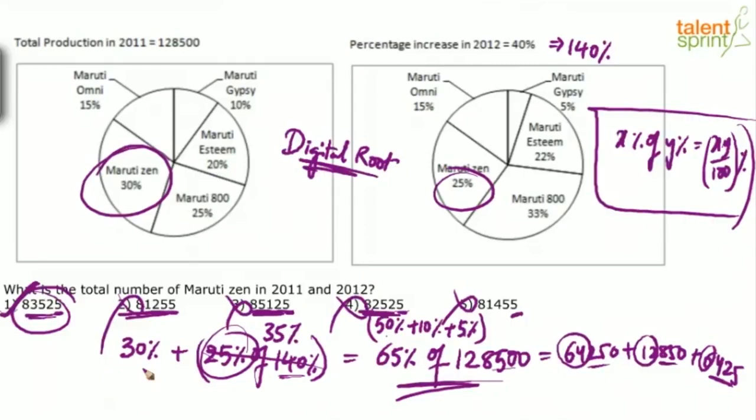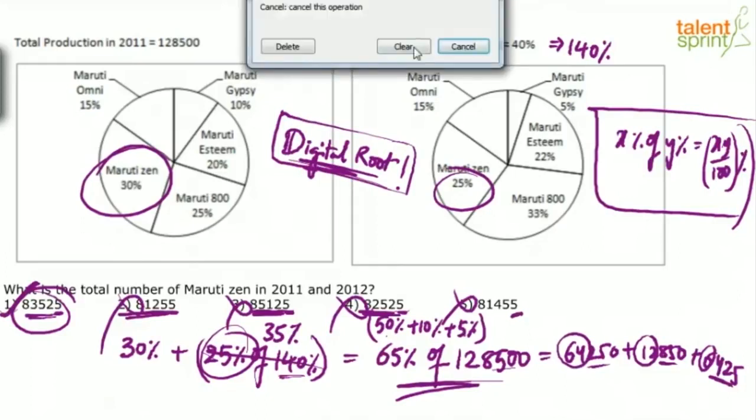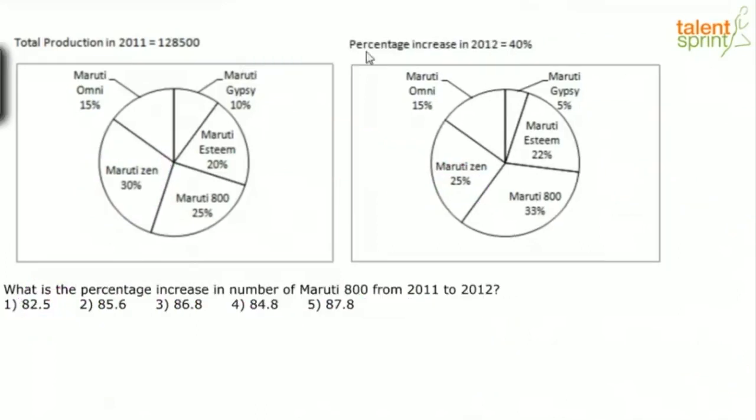Alright. Of course, I don't have the scope of explaining this digital root method here in this session because we are already at 7 o'clock. We have to close it soon. But do not worry. You can watch our video on speed maths or simplifications and approximations and learn about this technique. Very, very interesting technique and definitely useful in some cases. Look at the next question.